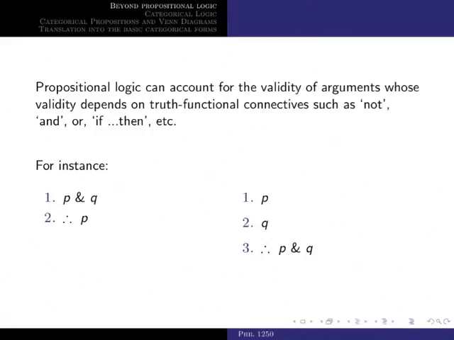The same reasoning would go with an argument such as: violets are blue, first premise; roses are red, second premise. Therefore, violets are blue and roses are red. It's also valid because it instantiates the form to the right.